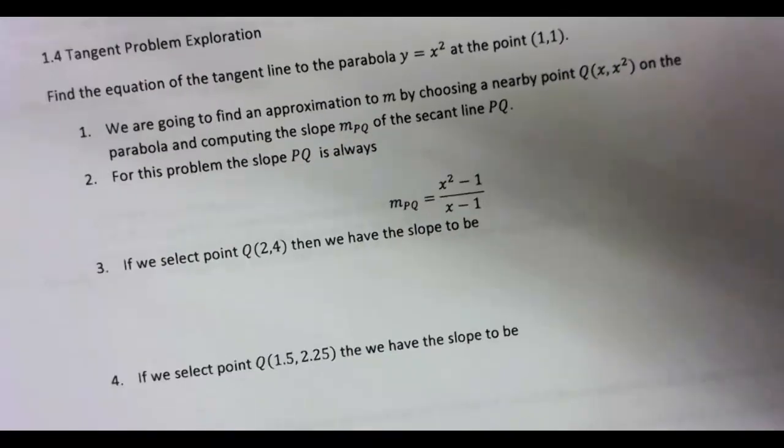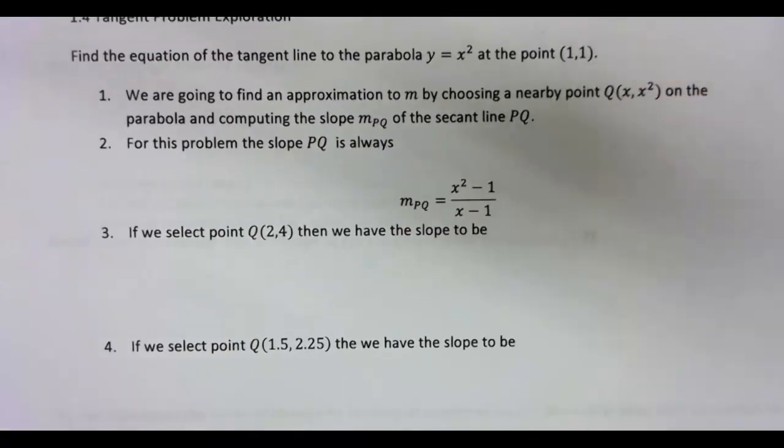So it says find the equation of the tangent line to the parabola y equals x squared at the point (1, 1). In order to find the tangent line, we're going to approximate the slope by choosing a point near (1, 1) on our parabola. And we're going to call that line the secant line.